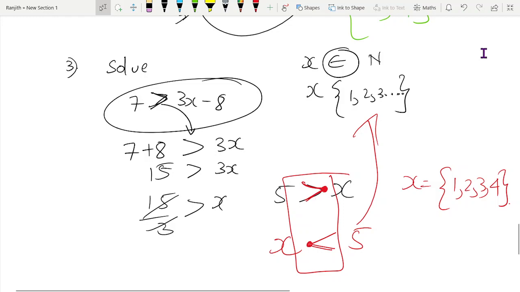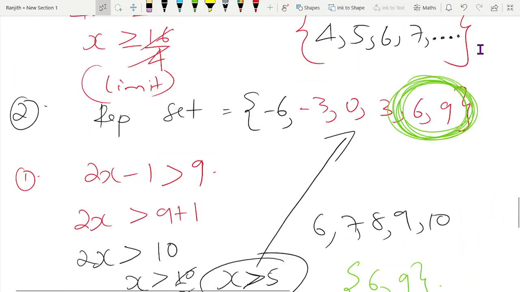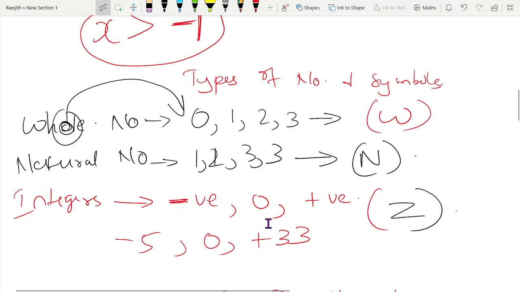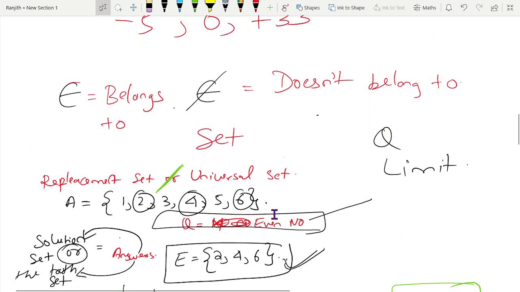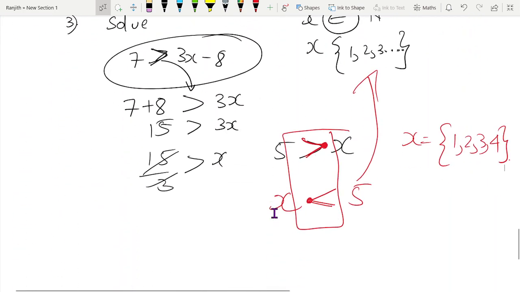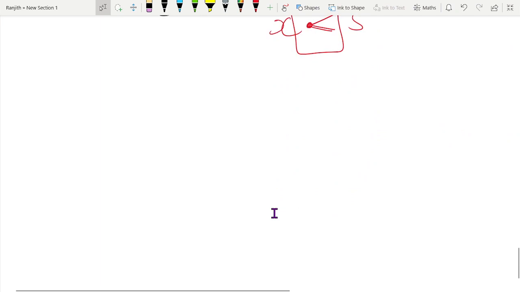Will you try the second question? So what is Z? What do you mean by Y belongs to Z? So it belongs to an integer. What is an integer? It has negative numbers, positive numbers, and zero. Okay, so whole numbers and natural numbers don't have negative values, but integers have even negative ones. Okay, try that, students.